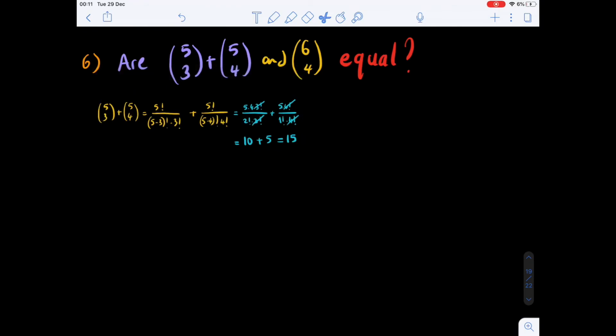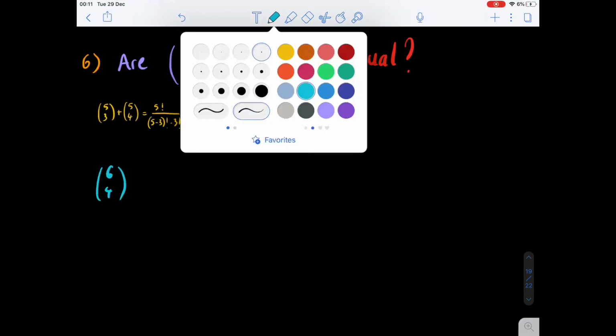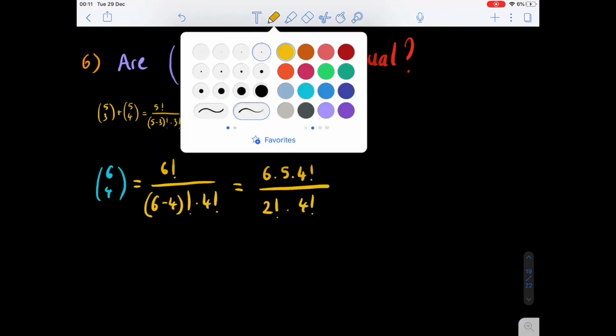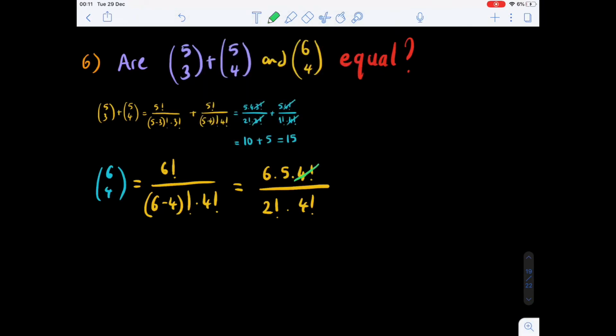Let's see. So 6 choose 4 is 6 factorial over (6 minus 4) factorial times 4 factorial. So 6 factorial, let's go down a little bit. 6 times 5 times 4 is enough, I think, because we would like to cancel 4 factorials. So here is going to be 2 factorial, this is going to be 4 factorial, 4 factorials cancel, then we are going to have 15 here again.